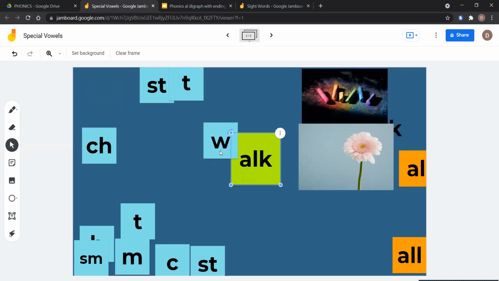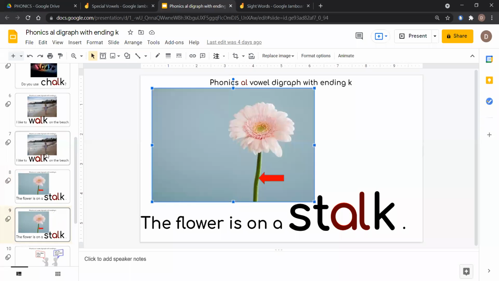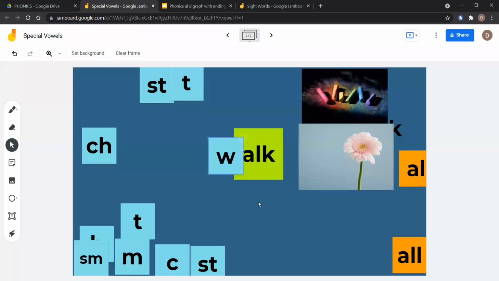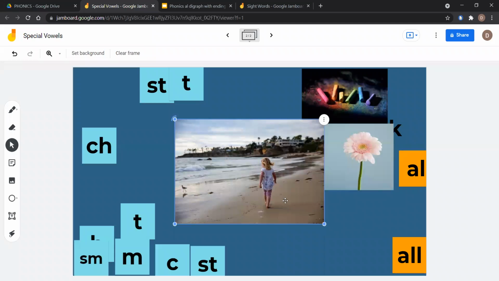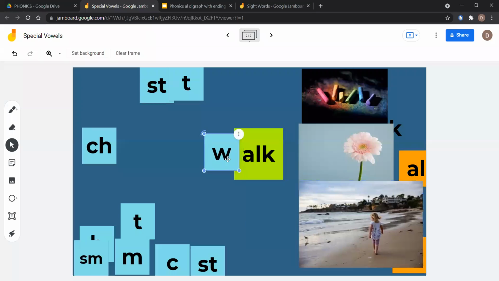Remember, this is ork. 没有卷舌哦, ork. Will ork walk? Walk. I like to walk on the beach. Walk, right? Walk. 走路. Walk on the beach. 一步一步的. One step at a time. Walk. I like to walk on the beach. Walk. Okay. All right.